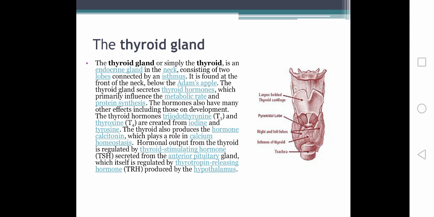Well, the thyroid gland, a few words about this. The thyroid is an endocrine gland in the neck consisting of two lobes connected by an isthmus. It is found on the front of the neck below the Adam's apple. The thyroid gland secretes thyroid hormones which primarily influence the metabolic rate and protein synthesis.